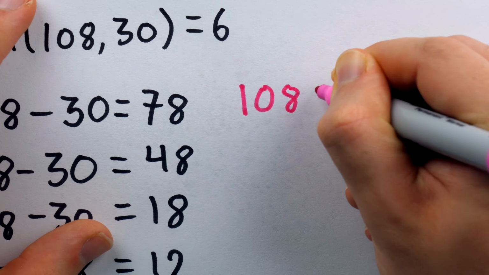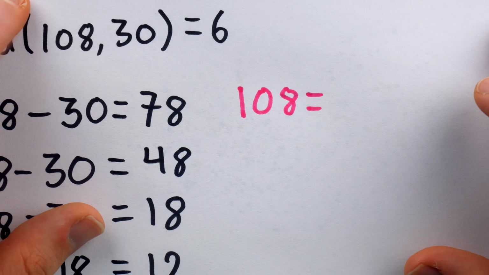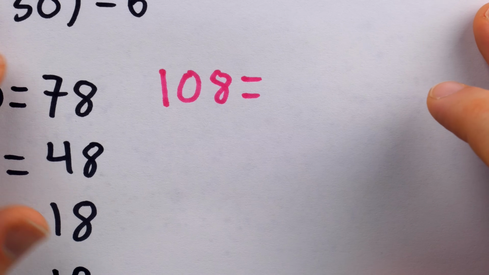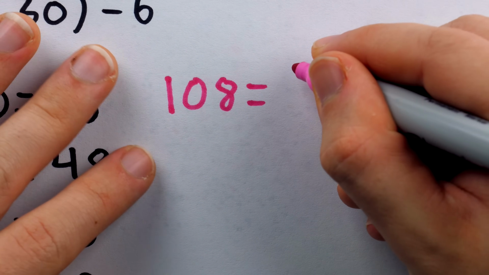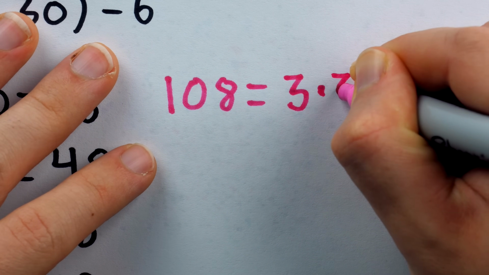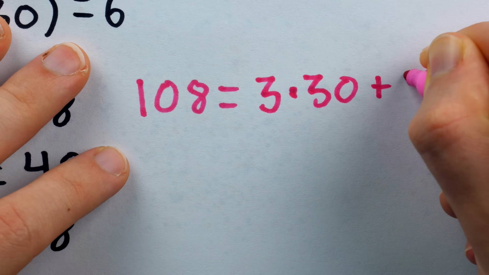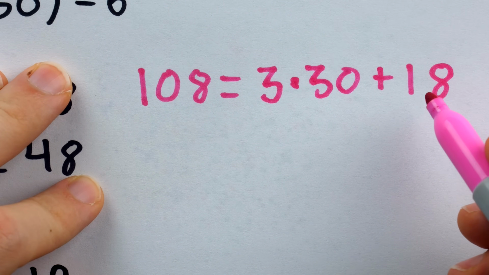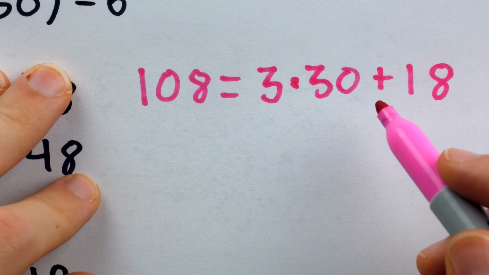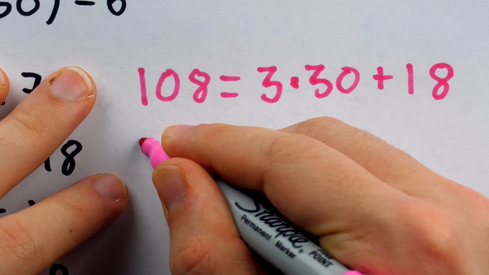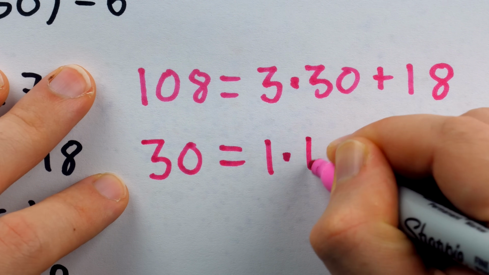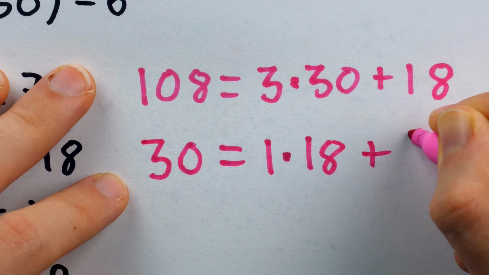We could say 108 divided by 30. What does that give us? It gives us 3 with remainder 18. And we can write that like this. 108 is equal to 3 copies of 30 plus that remainder of 18. We then take 30 and 18 and do another division. 30 divided by 18 is 1 with remainder 12. So we can write that 30 is equal to 1 times 18 with a remainder of 12.